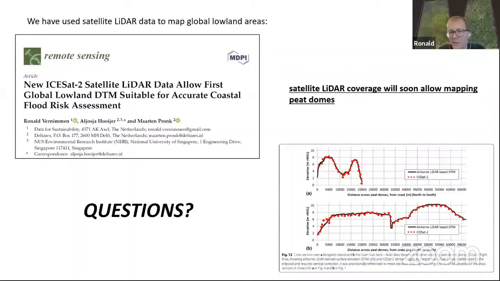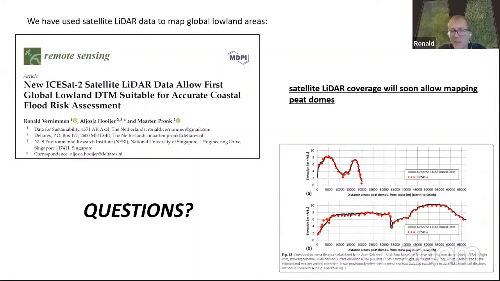especially in areas which are still forested, for instance in Papua. So this will allow at least to get a very first estimate of where the peat domes are, how big they are. And obviously you would still need to go there to do some measurements and to actually accurately monitor the peat depth, to map the peat depth.